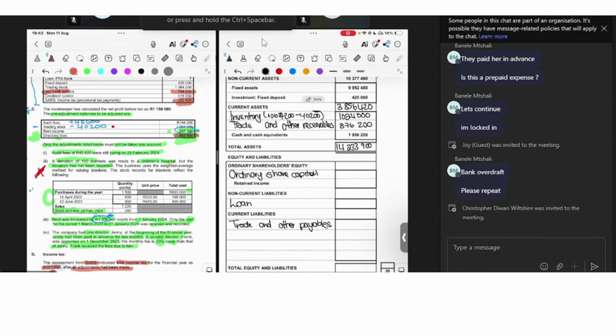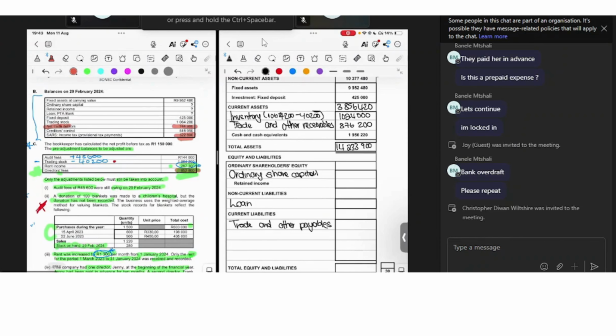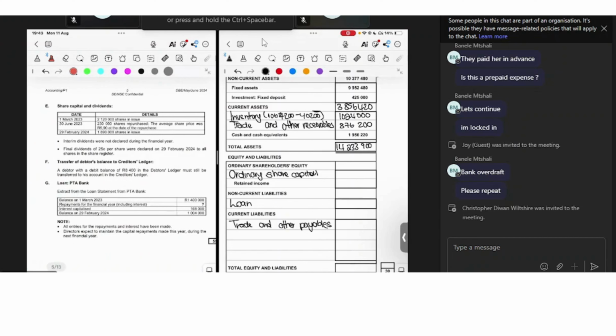Ordinary share capital. Let's see from the information given here. They have it as a question mark. And then if you go here, this is where they have share capital and dividends. So they're telling us that at the beginning of the year, we had 2,120,000 shares in issue.